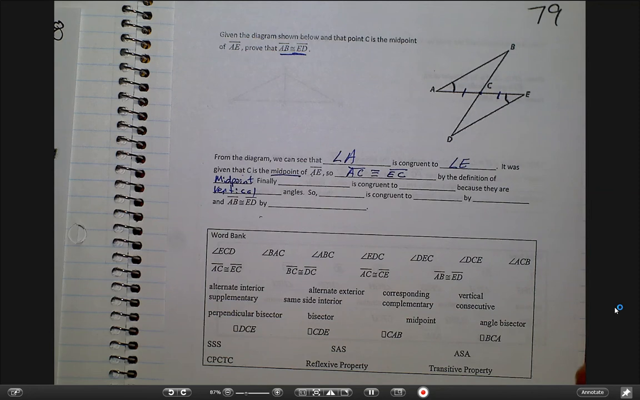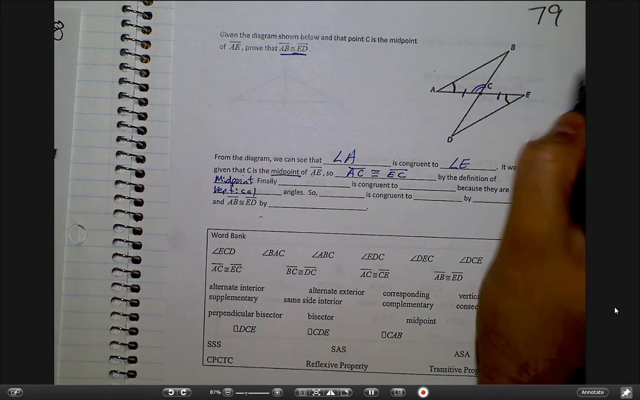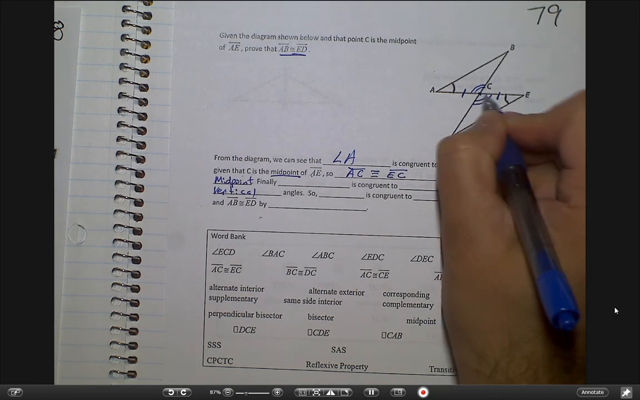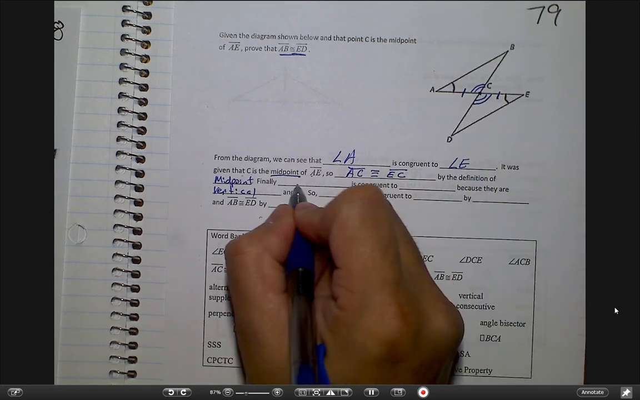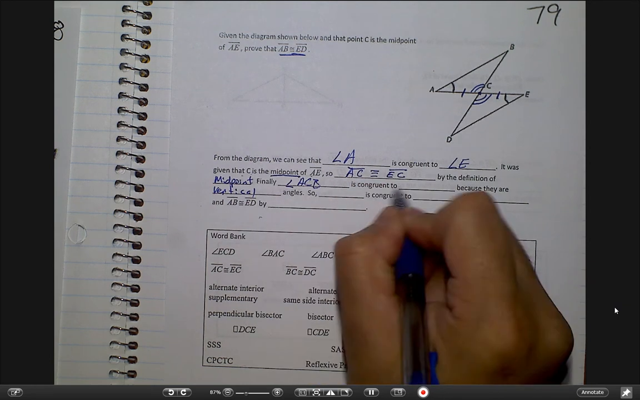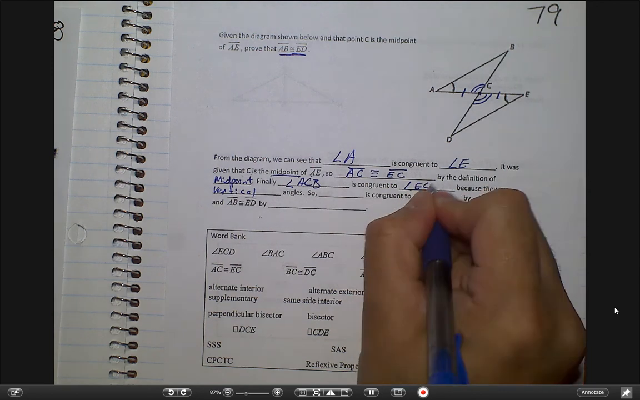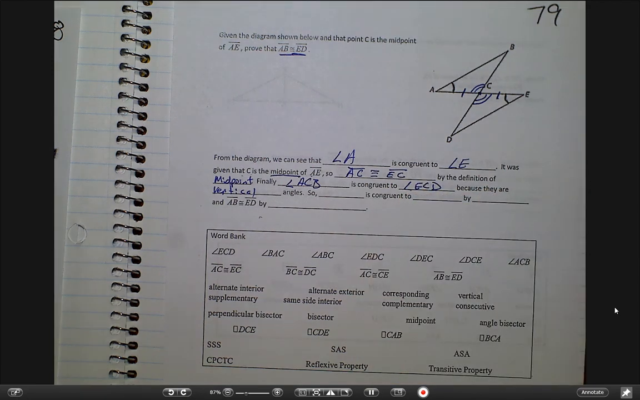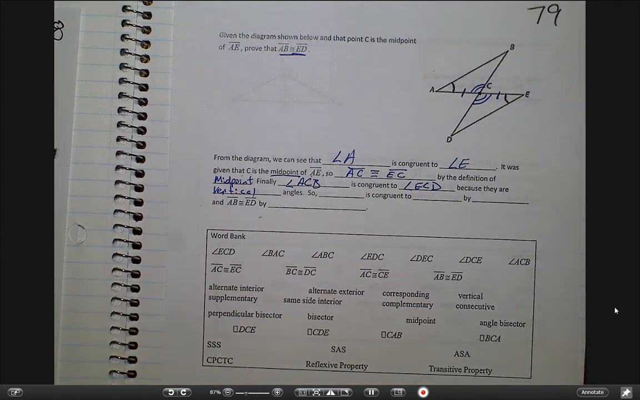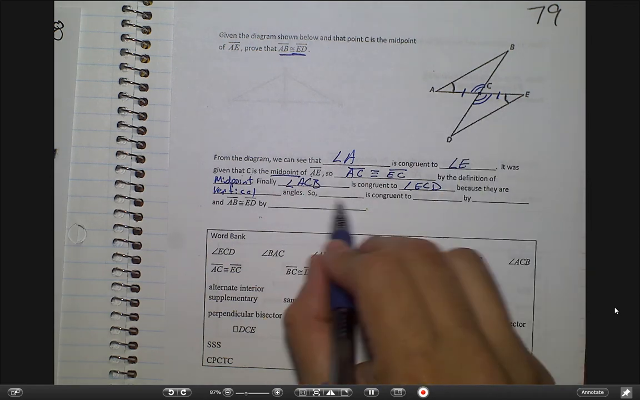Vertical angles. Now, what are going to be my vertical angles? ACB. So I'm going to double arc that. And ECD. Very good. So those are my vertical angles right there. Right here. So angle ACB is congruent to angle ECD. Because they are vertical angles, so blank is congruent to something. So right here. So blank is congruent to blank.